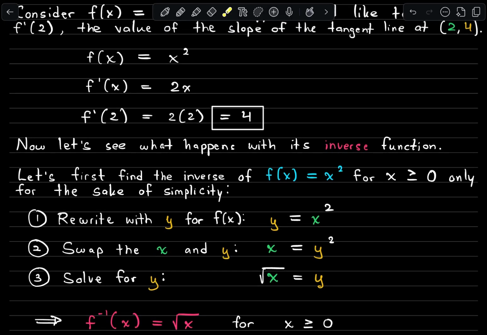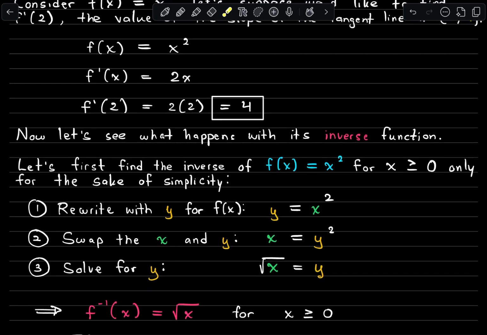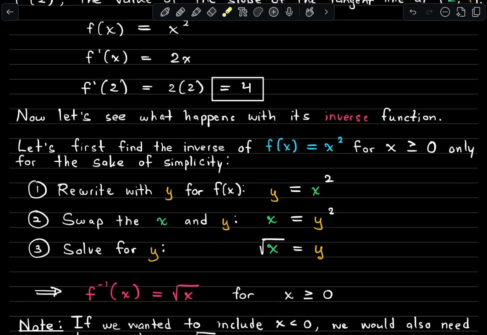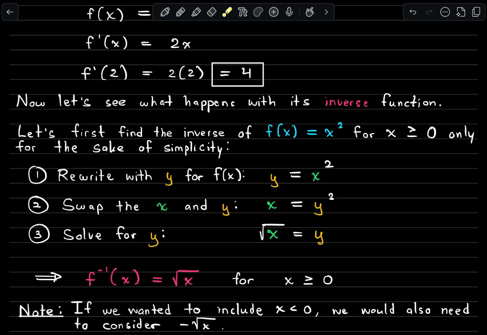So therefore, we get this function y is equal to the square root of x. In other words, the inverse function of f of x is equal to the square root of x for all non-negative values of x. Okay, so an additional note, if we wanted to include those negative values, we would also need to consider then the negative square root of x, but we're leaving those out for simplicity.